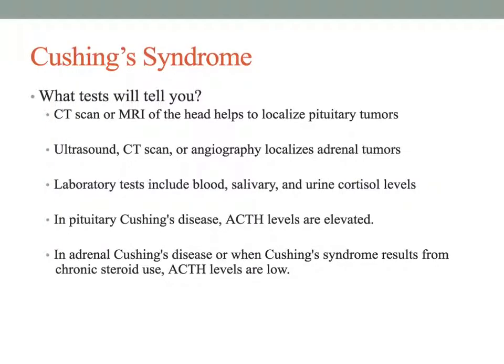Lab tests and diagnostic tests for Cushing's disease: sometimes we'll do some imaging in order to determine if it's due to a pituitary tumor or adrenal tumor, which could be the cause of it. We can also look at cortisol levels and ACTH levels to determine whether it's coming from the pituitary or if it's an adrenal gland issue. Sometimes Cushing's disease, like I said before, can be a result of chronic steroid use. So that would be obtaining a patient's history and determining if they have been on steroids for another condition.